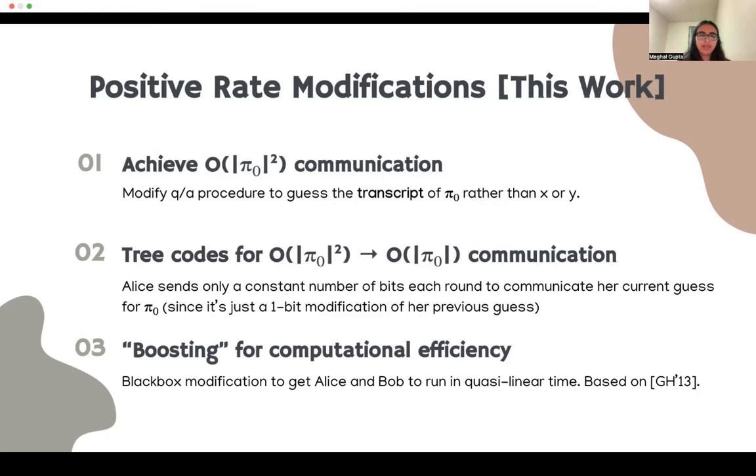And the third step, and this actually succeeds at our goal of positive rate, but the third step is going to be computational efficiency. The protocol created by steps 1 and 2 will be O of pi communication, but Alice and Bob are going to be running in exponential or maybe even super exponential time. And we're going to use a boosting algorithm to get them to run in quasi-linear time.